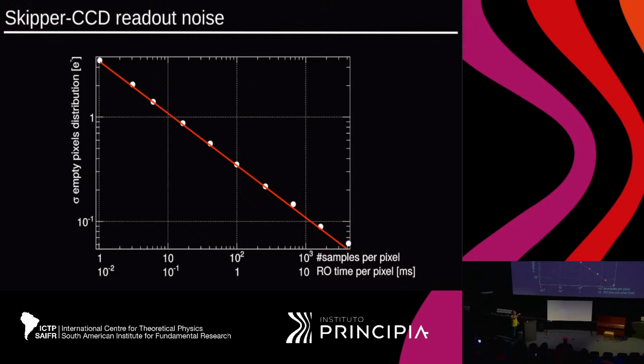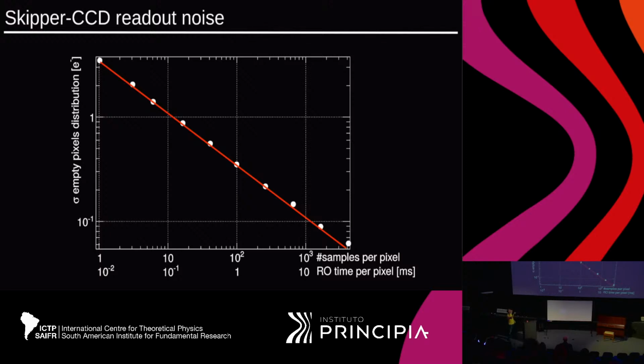So in the x-axis, we have two things. First is the number of samples that we take. This one here is just taking one sample as a standard CCD, and then the noise is about 3 electrons RMS. So that's the width of the empty pixel distribution. You will not be able to discriminate between 1 and 2 electrons if you have a width of several electrons. But as you start increasing the number of samples that you take, you get here to 0.06 electrons RMS. That is the distribution that I showed you before.